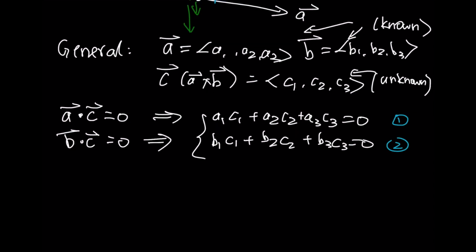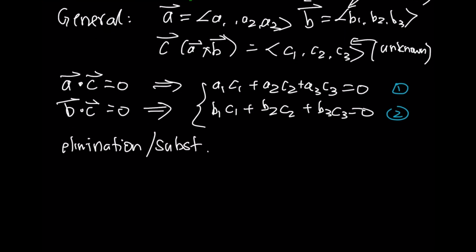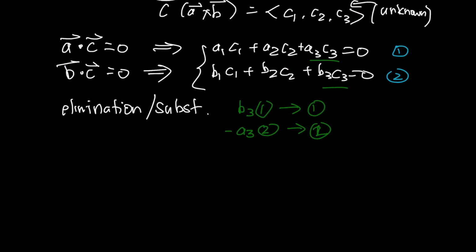Now, you've learned about solving systems at some point in your life. You can talk about things like elimination or substitution. I'm going to try to eliminate the letter C3 from both of these equations. So I'm going to multiply B3 times equation 1, and that's going to be the new equation 1. And I'm going to multiply by negative A3 times equation 2, and that's going to become the new equation 2. Remember, you're allowed to multiply both sides of an equation by the same number, and it will still produce the same answers.